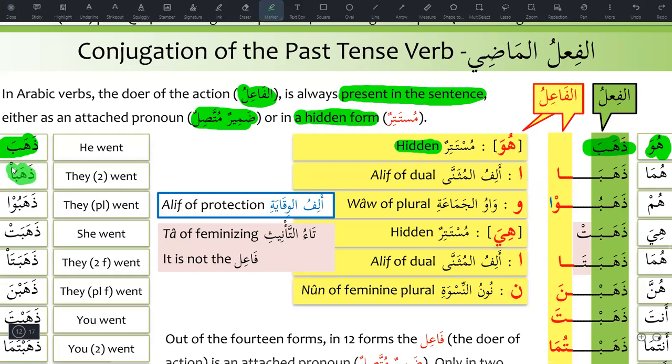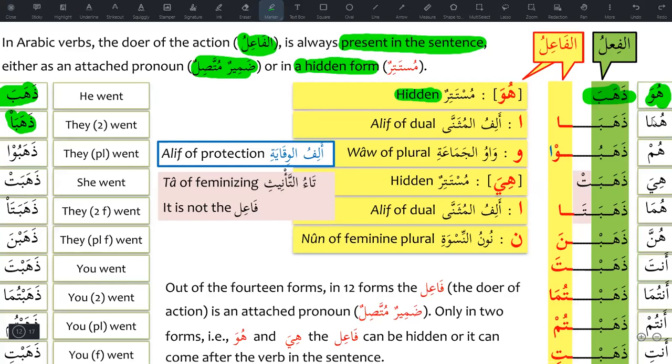Zahaba means they two went. So zahaba is the verb, and this silent alif, we call it aliful musanna, or alif of the dual. If there is an alif, it means that alif is showing two persons or two things.